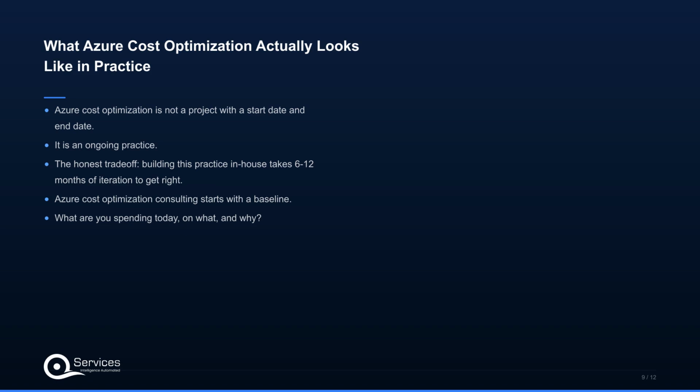Azure cost optimization consulting starts with a baseline. What are you spending today, on what, and why? That baseline phase takes 1 to 2 weeks for a mid-size environment. The work then moves through 3 phases: quick wins, structural changes, and ongoing governance.